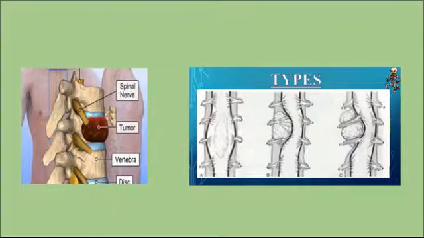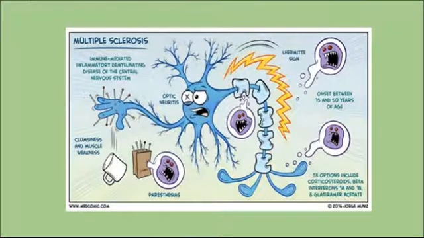So let's move on to multiple sclerosis. I thought this was a good picture because it's an immune-mediated inflammatory demyelinating disease of the central nervous system. It's predominantly a white matter disease and a neurodegenerative disorder of the central nervous system that includes the brain, spinal cords, and nerves.